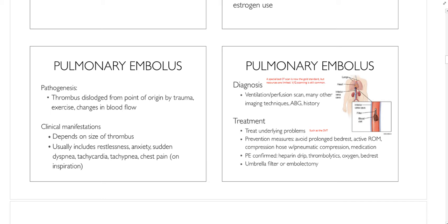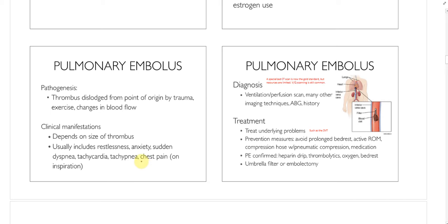How serious or significant the PE is depends entirely on the size of the thrombus. If we're talking about a tiny thrombus, then we may only be experiencing some chest tightness and maybe some annoyance. If it's huge, then they could die. We can experience restlessness, anxiety, sudden dyspnea, tachycardia, and tachypnea, because they're trying to compensate for lack of blood flow and oxygenation.